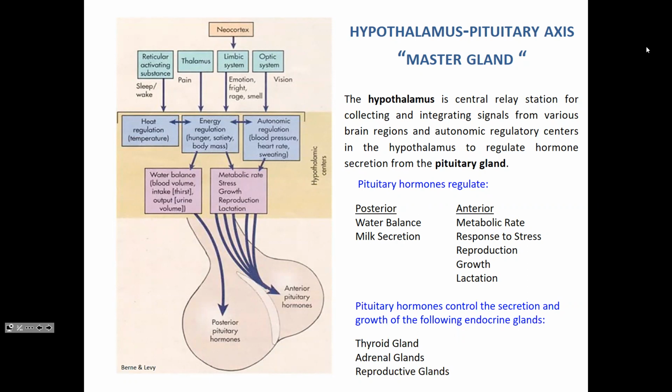All right. The pituitary gland also secretes hormones which have tropic effects on different endocrine glands. For instance, thyroid stimulating hormone is going to activate proliferation in the thyroid gland. Adrenocorticotropic hormone is going to stimulate proliferation of the adrenal glands. And then there's follicle stimulating hormone and luteinizing hormone, which are going to stimulate the proliferation of the reproductive glands.